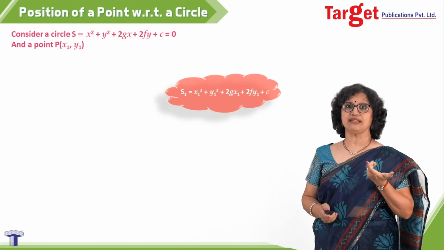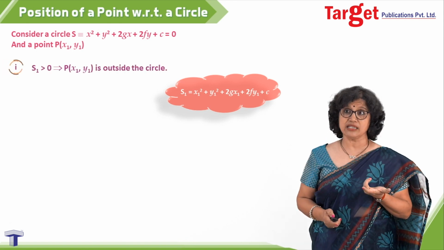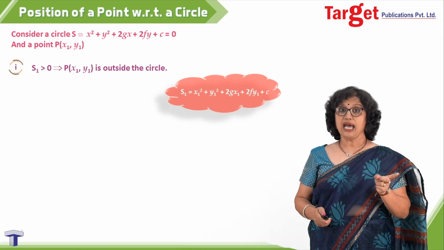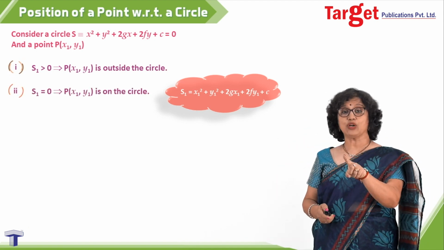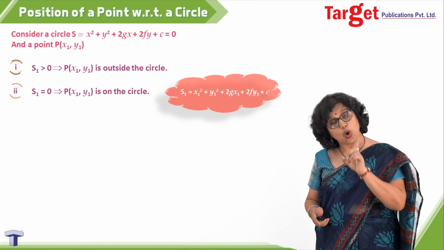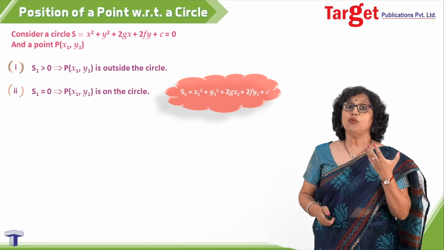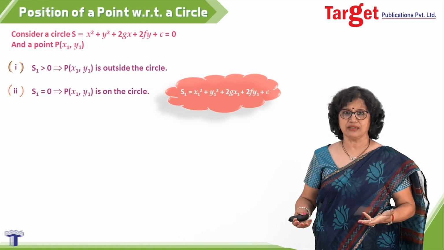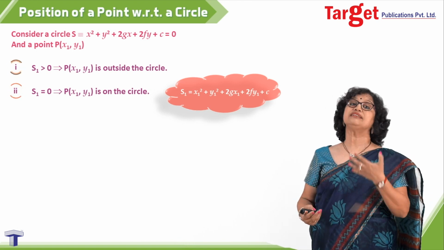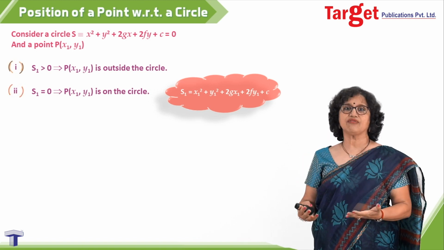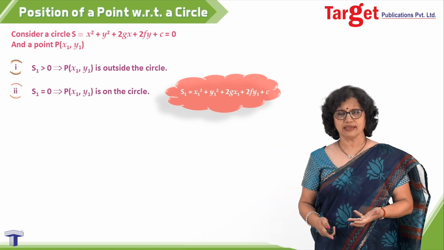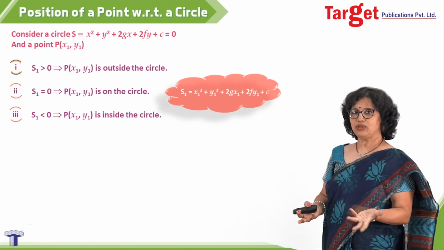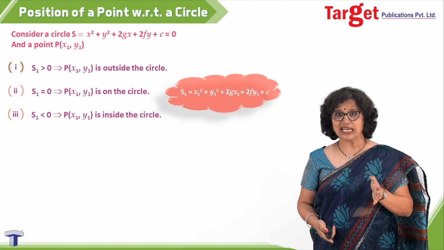Now S1 decides everything. If S1 is greater than 0, then point P lies outside the circle. And if S1 is equal to 0, then point P lies on the circle. Correct? Why is it so? Because that means x1, y1 satisfies the equation of the circle. If S1 is 0, that means point (x1, y1) satisfies the equation of the circle, which means the point is on the circle. Now, if S1 is less than 0, then point P, the third case left, is inside the circle.